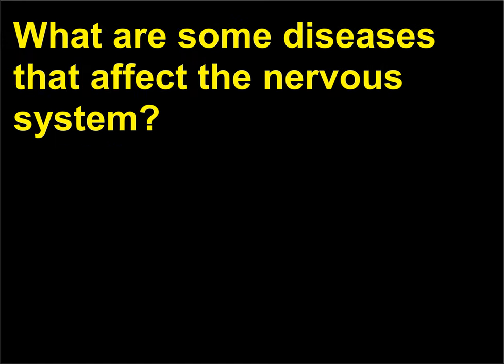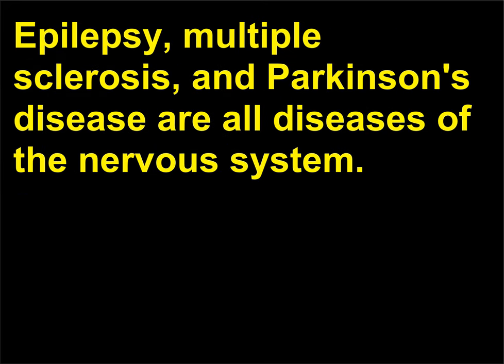What are some diseases that affect the nervous system? Epilepsy, multiple sclerosis, and Parkinson's disease are all diseases of the nervous system.